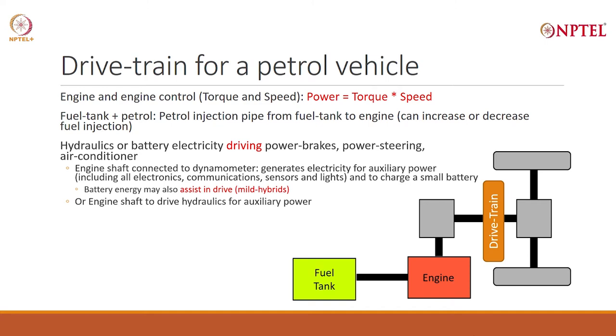Now, since you have a battery and you have electricity in it, it can also assist in driving the wheels. When it assists in driving the wheels, you essentially get what is called a hybrid engine. The primary engine is from the fuel, an IC engine, but if you get the battery to assist the drive, that becomes hybrid. Otherwise, of course, the engine shaft drives the hydraulics for auxiliary power. That is what is done. We are not going to spend much time on the hydraulic thing.